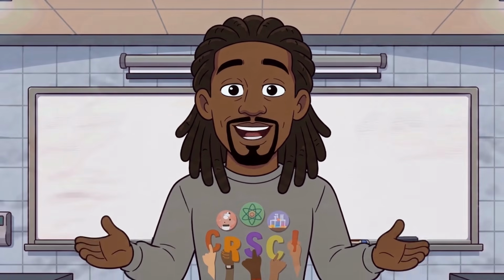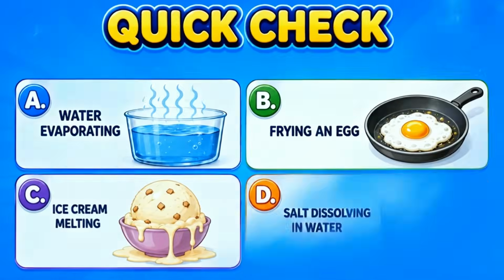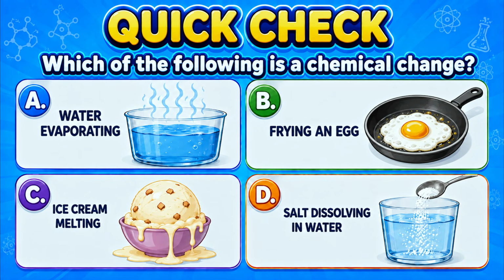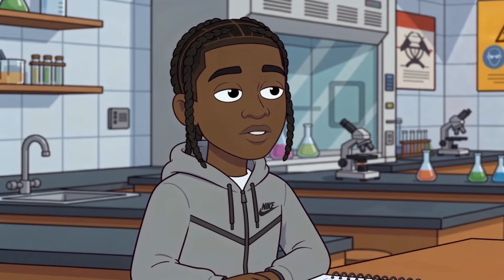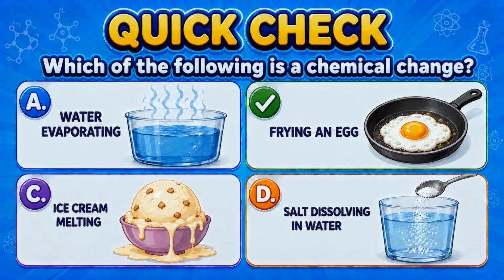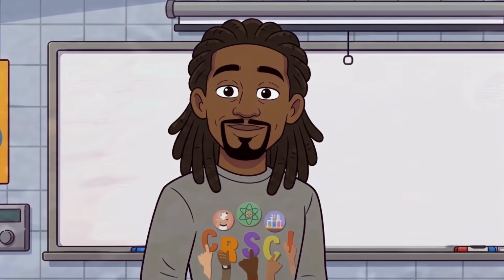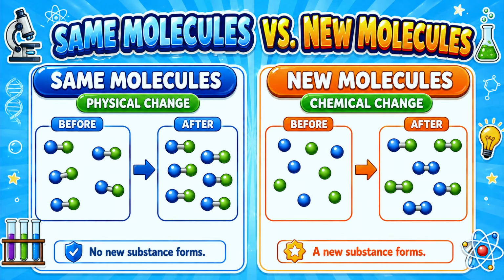Which example is a chemical change? A. Water evaporating. B. Frying an egg. C. Ice cream melting. D. Salt dissolving in water. B. Frying an egg permanently changes it. The cooked egg has different properties, and you can't change it back into a raw egg. Excellent. Same molecules means a physical change. New molecules means a chemical change.